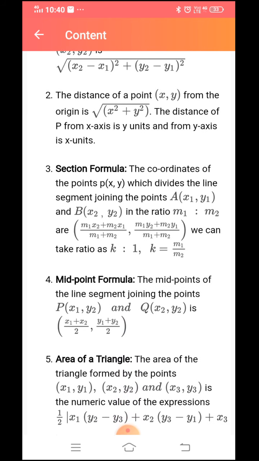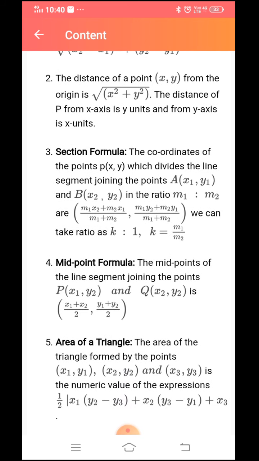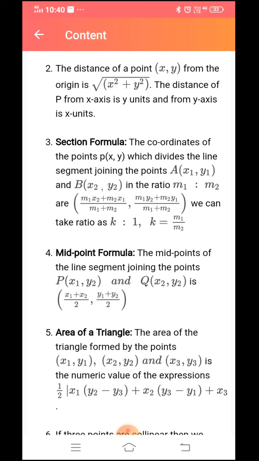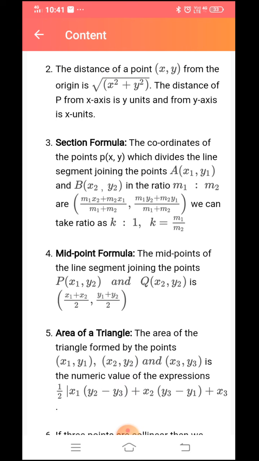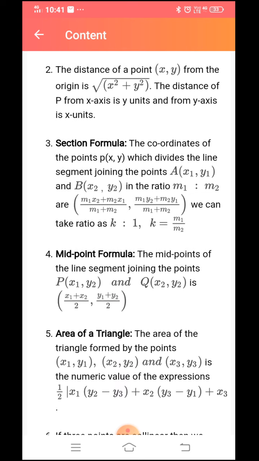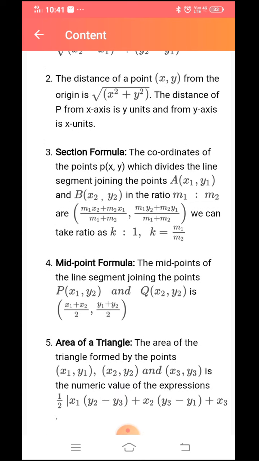Suppose line segment AB is divided by some other point in a particular ratio. Then using this formula we can find the coordinates of the point of division. That means, the point which is dividing the line segment, its coordinates x and y we can find using this formula. This is known as the section formula.